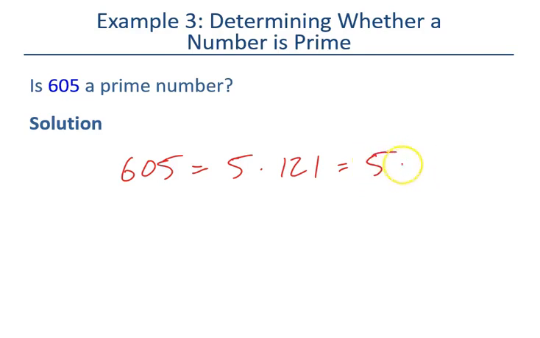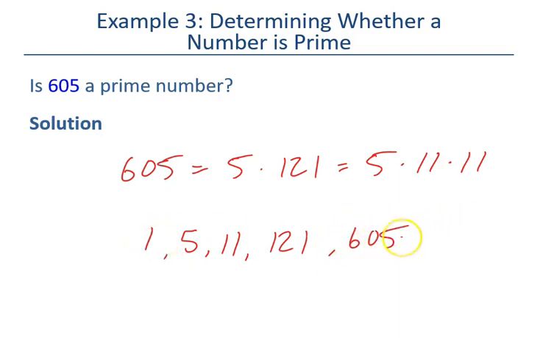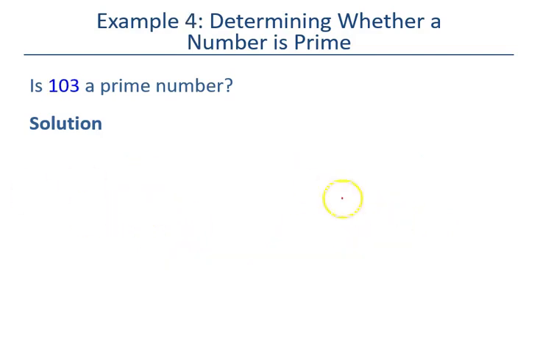So I got 5 times 11 times 11, because 11 times 11 gives me 121. Multiply that by 5, and I'm going to get my 605. And so I know that the factors of this are going to be 5, 11, 121. And if you want to get serious about it, you could actually put down 1 and 605. Because remember, we do have the 1 times 605 in there.